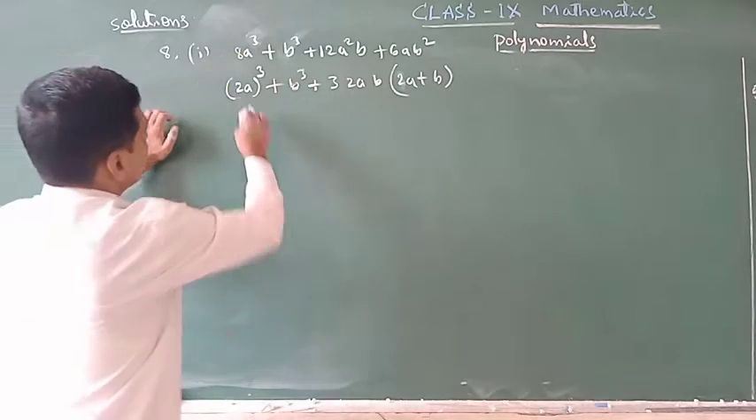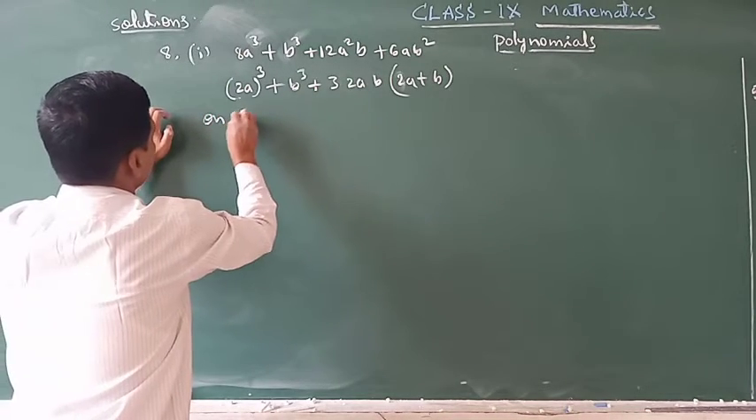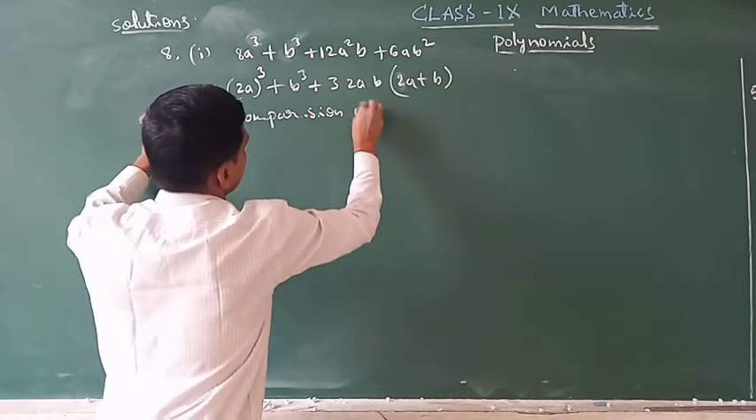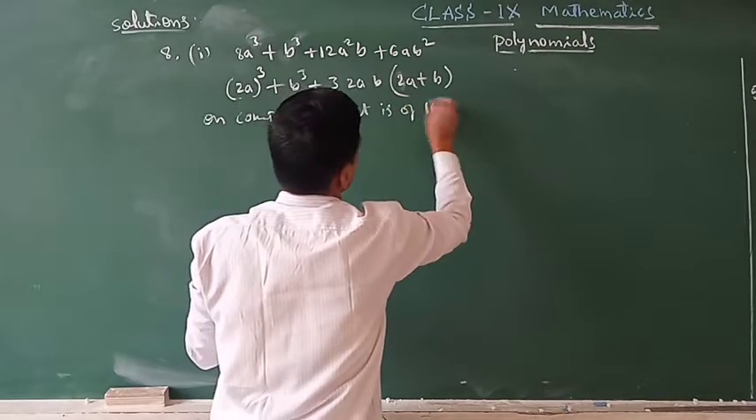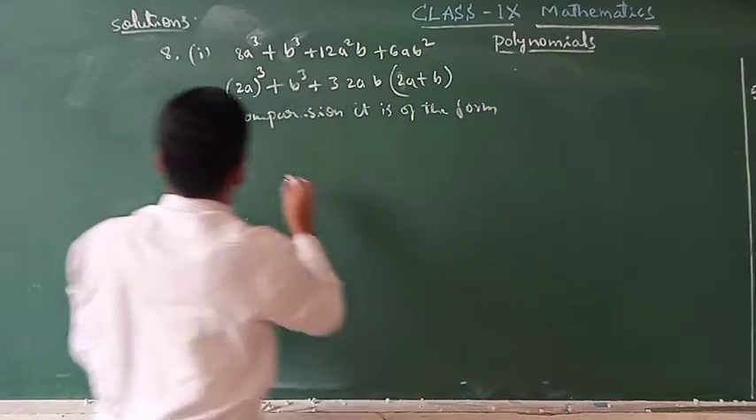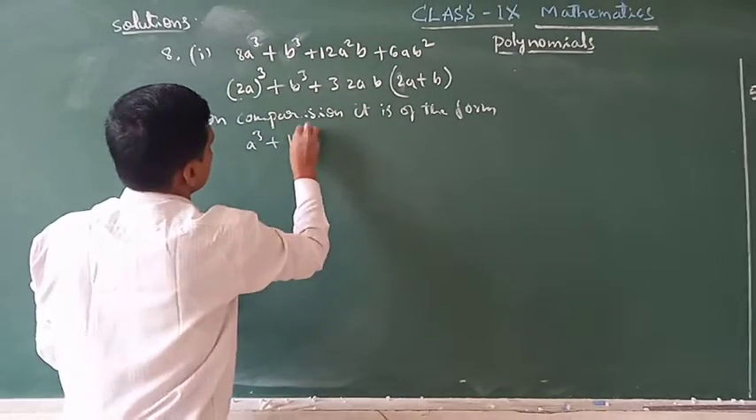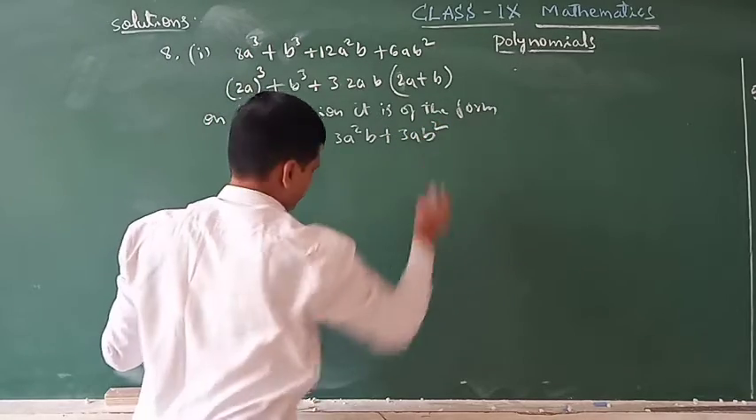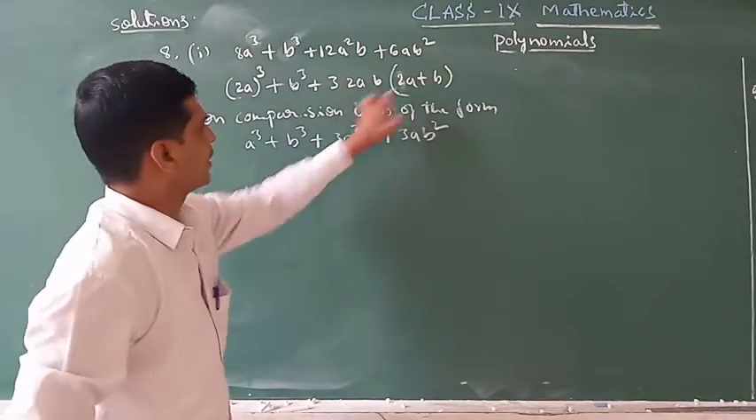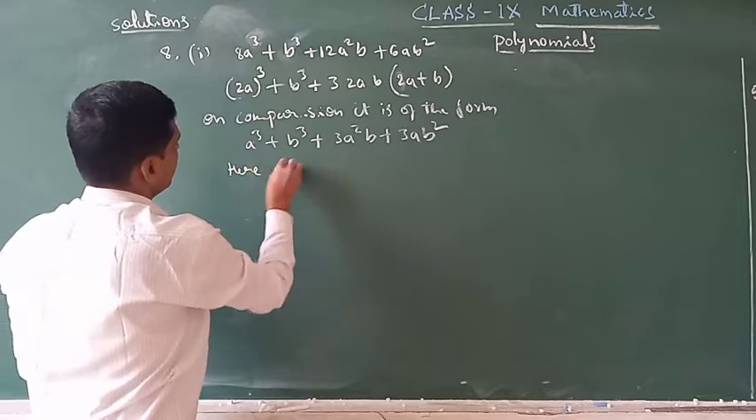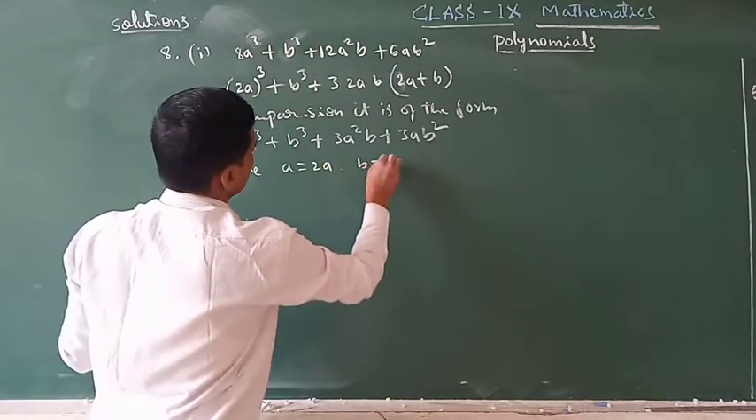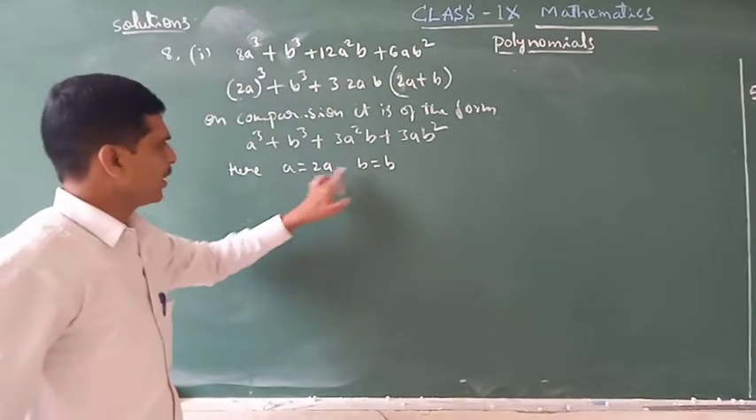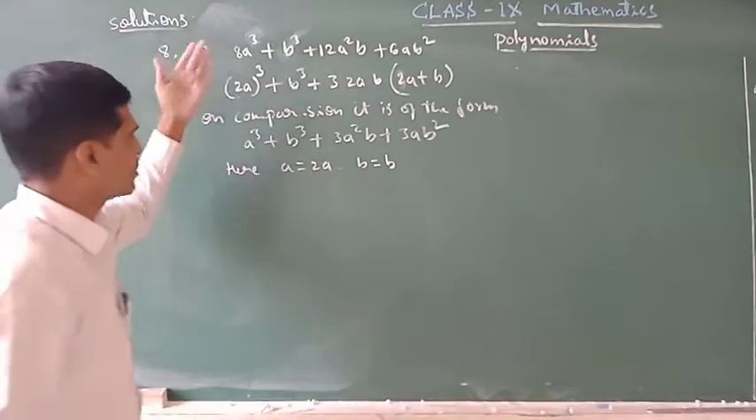So now on comparison, it is of the form a cube plus b cube plus 3a square b plus 3ab square. Instead of this, I write it like this. Here a is equal to 2a and b is equal to b. Otherwise you can take x cube plus y cube, then x equal to 2a, y is equal to b, if it is in the form of (x plus y) cube.